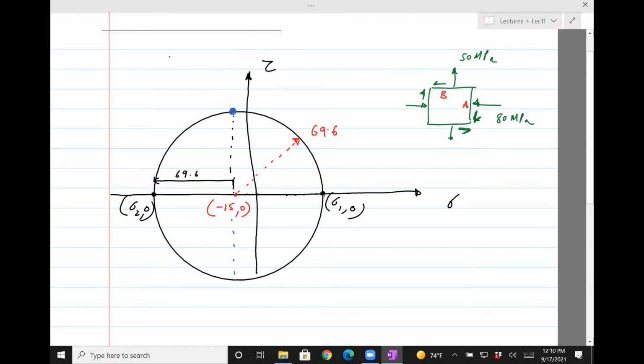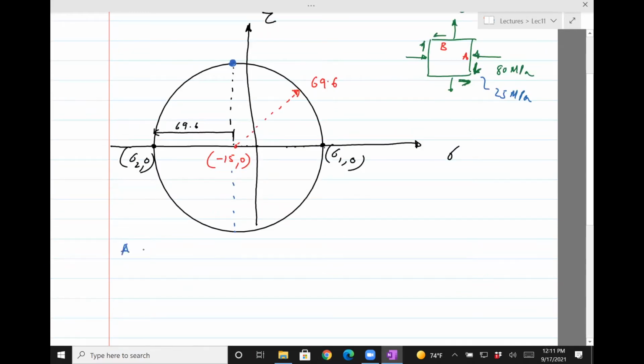Okay, so let's just draw what that face A is on the Mohr circle. So first thing to note is that there is a compressive stress of 80 MPa on face A. And then the second thing to note is that the shear stress is 25 MPa, and it is clockwise. So clockwise is negative for the cube, but negative shear stress shows up as positive shear stress on the Mohr circle. So at A, on Mohr circle.